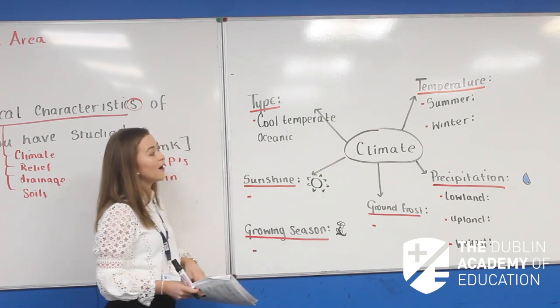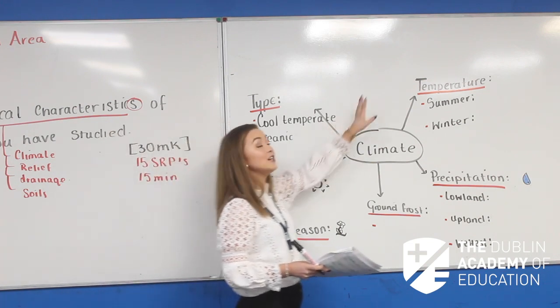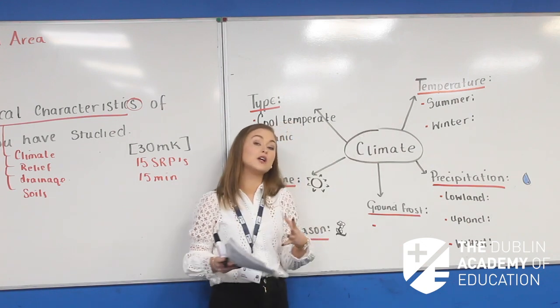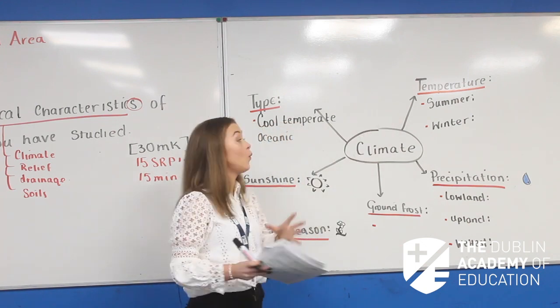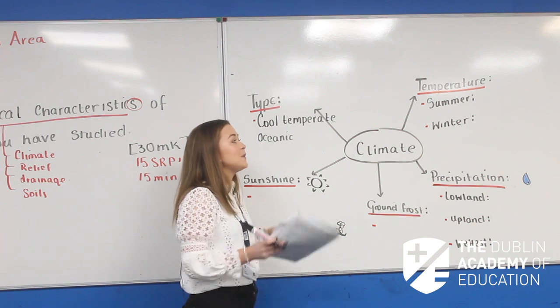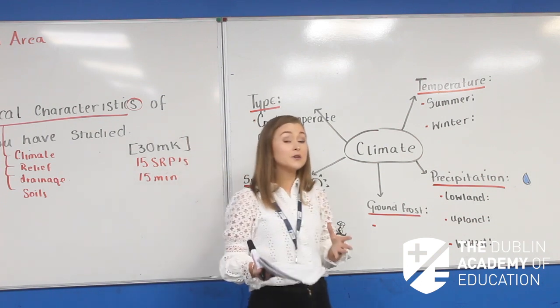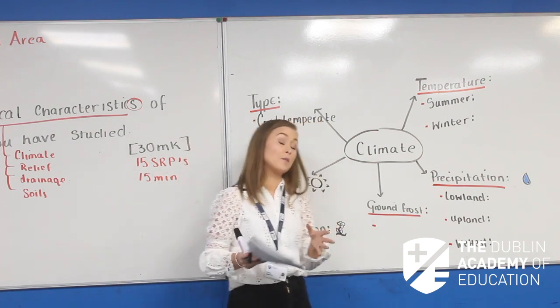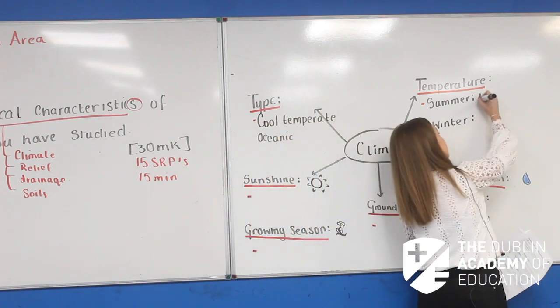Our second little paragraph under climate is temperatures. Temperatures we're going to associate with summer temperatures and winter temperatures. When we speak about summers in the GDA, we refer to them as warm. So we have warm summers.